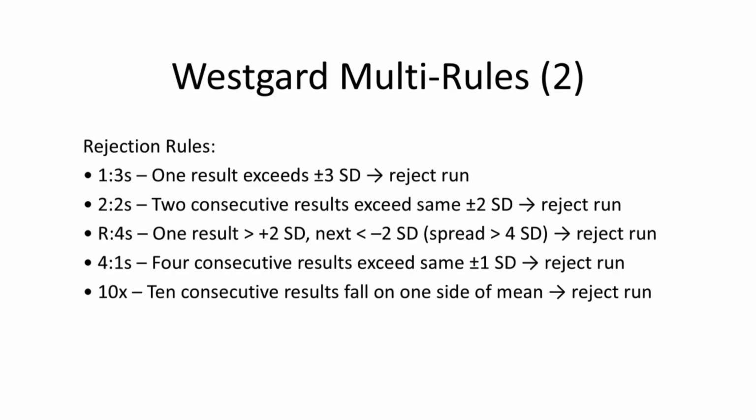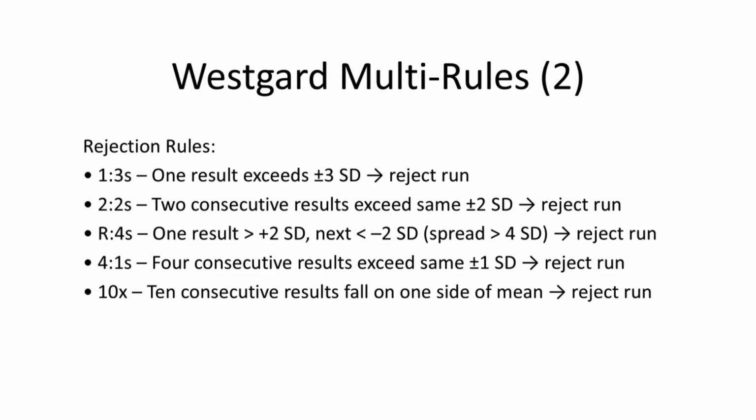2-2S means a run is rejected when 2 consecutive observations exceed the same mean plus 2 standard deviations limit, or the same mean minus 2 standard deviations limit. R-4-S means a run is rejected when one observation exceeds the mean plus 2 standard deviations, and the next exceeds the mean minus 2 standard deviations, making the points more than 4 standard deviations apart.